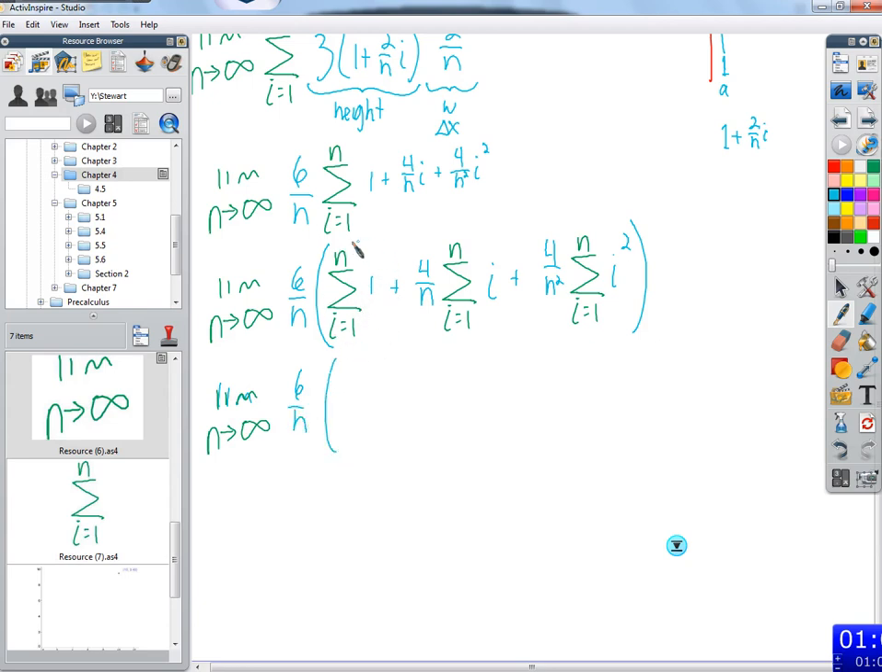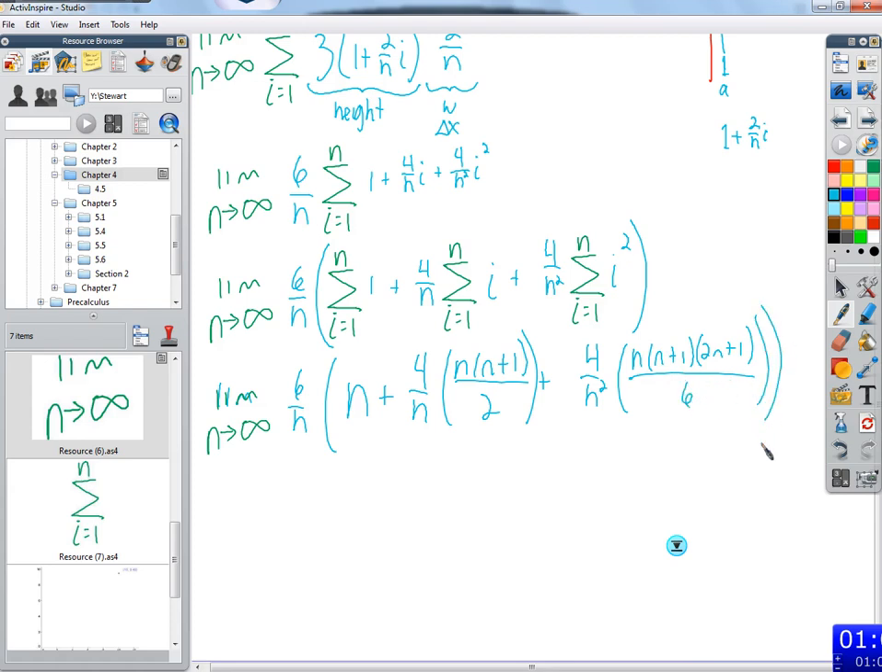What will this be? The sum of 1 is 1 plus 1 plus 1, n times. Plus 4 over n times n times n plus 1 over 2, plus 4 over n squared times n times n plus 1 times 2n plus 1 over 6. Make sure you keep all your parentheses straight, that the 6 over n is outside this entire parentheses, that kind of stuff.